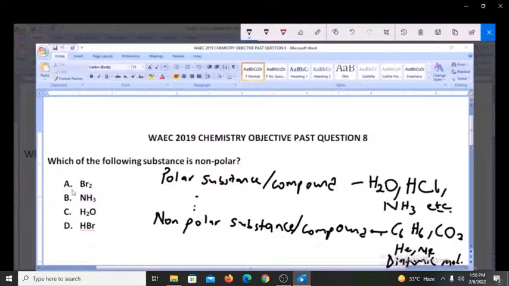But bromine is a gas, and you agree with me that most gases exist independently as diatomic molecules, like hydrogen. Hydrogen is a gas, so hydrogen exists independently this way as a diatomic molecule. So bromine is a diatomic molecule, and we listed diatomic molecules as examples of nonpolar substances. So the answer would be A, bromine. Bromine is a nonpolar substance.